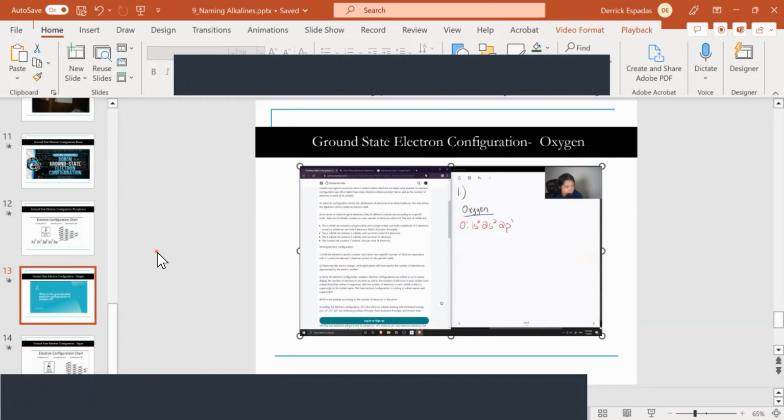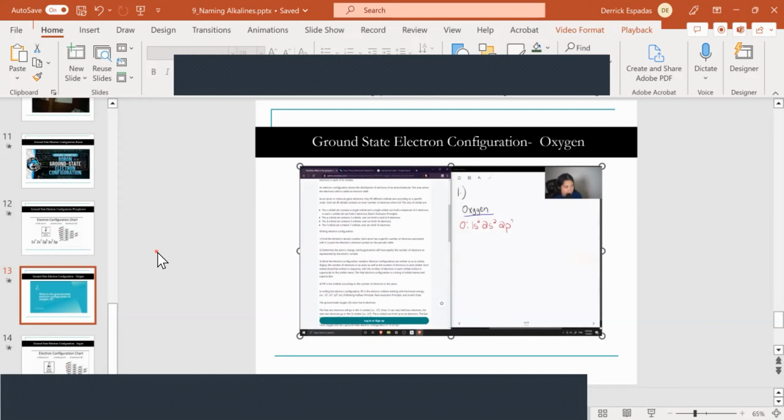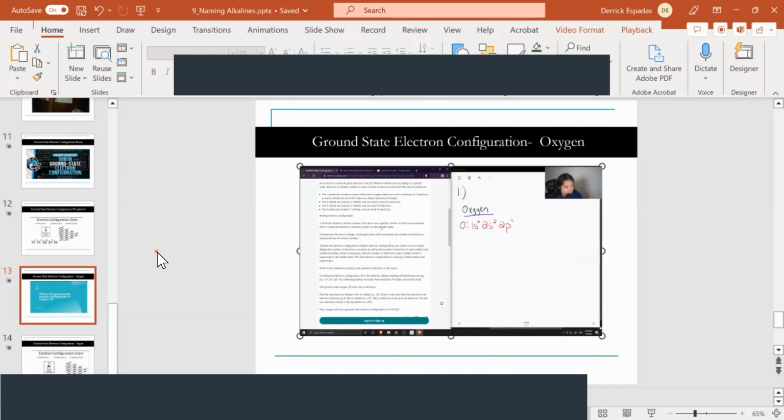The area where the electrons orbit is called an electron shell. As an atom or molecule gains electrons, they fill different orbital sets according to a specific order. So each set of orbitals contains an even number of electrons when full. The sets of orbitals are the s, which can hold 2 electrons, the p, which can hold 6, the d can hold 10, and the f can hold 14.